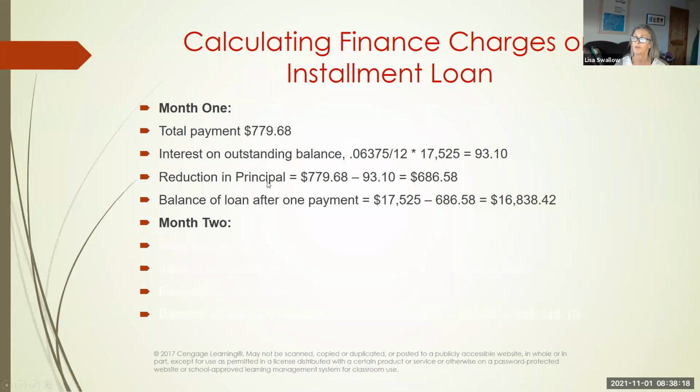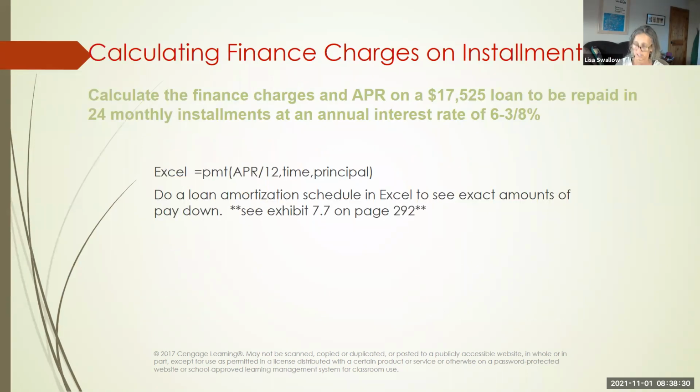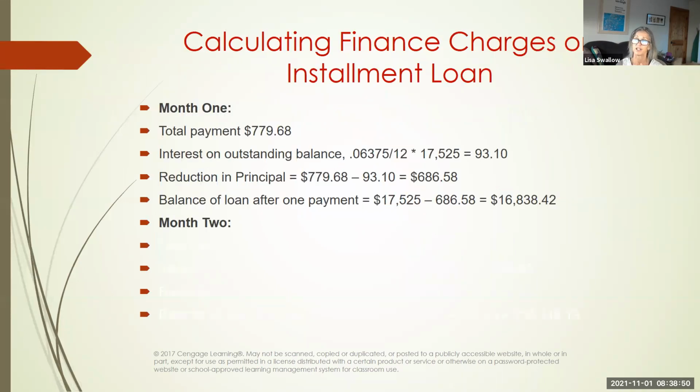Okay, so I wanted to go through what we just did on the loan amortization schedule, but I want to make sure that you're tracking everything here. So on that payment that we were working on, the $17,525 loan, 6 3/8, and again, that is 6.375, 24 months. I want you to calculate the breakdown between principal and interest in month 2.